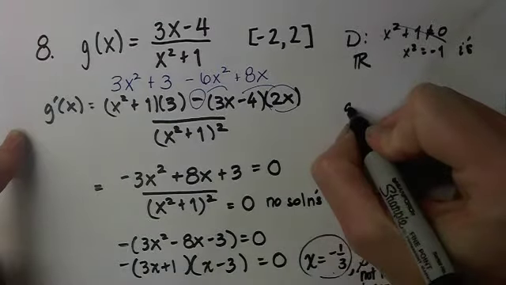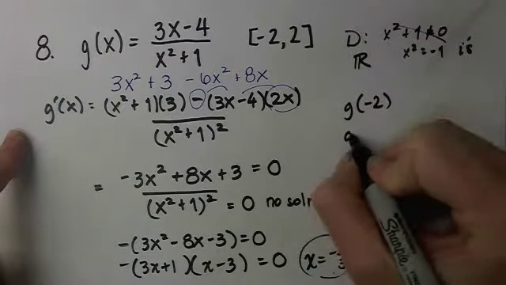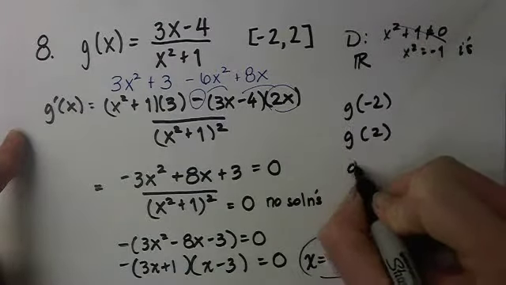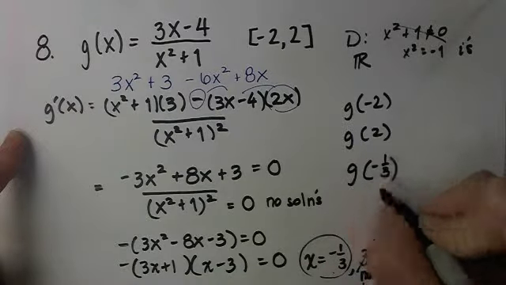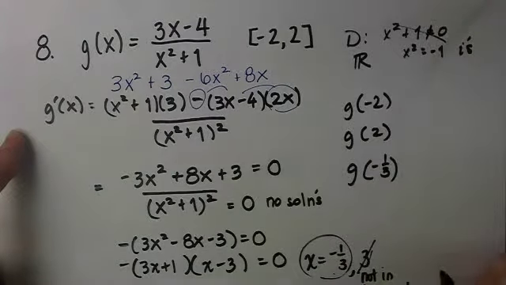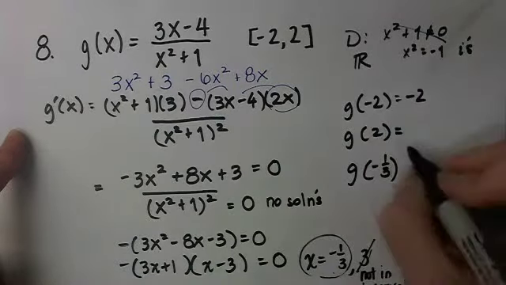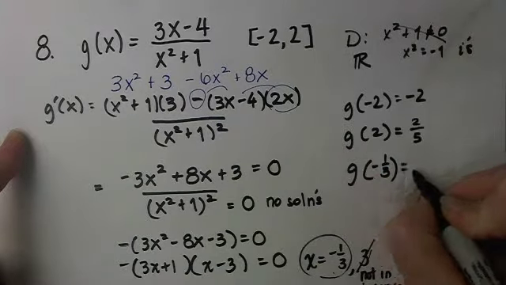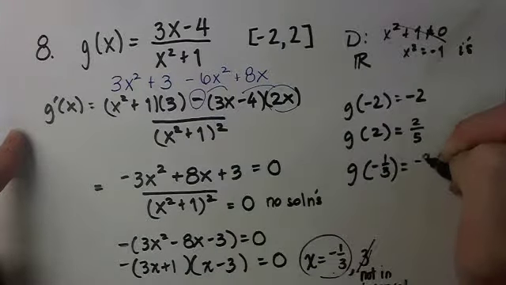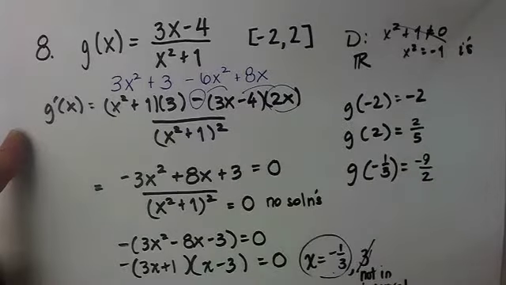So we go back to the original function and we plug in the endpoints, g of negative 2 and g of 2, and we plug in the critical number, g of negative 1/3. G of negative 2 is negative 2, g of 2 is 2/5, and g of negative 1/3 gives us negative 9/2.